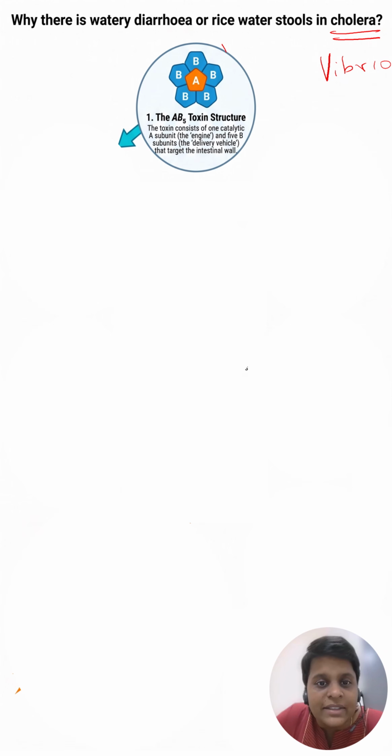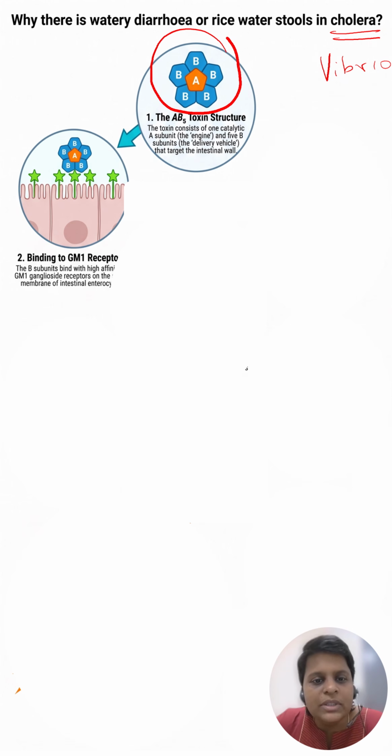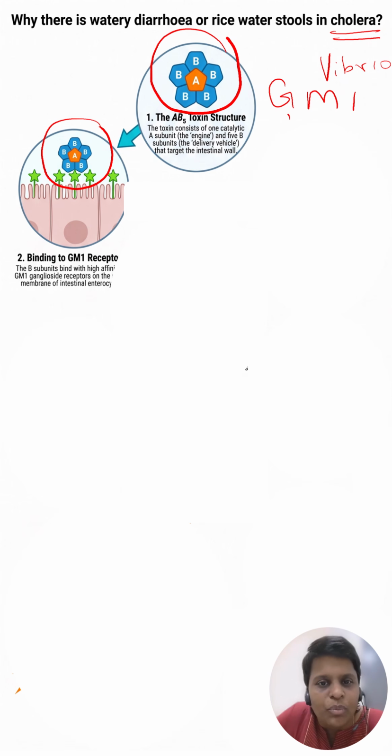It is like this. It has one A subunit and 5 B subunits. The A subunit has catalytic activity. Now this particular toxin will go and bind in the intestinal mucosa to GM1 ganglioside receptor. What is this GM1 ganglioside? Hope you remember your lipid chemistry.